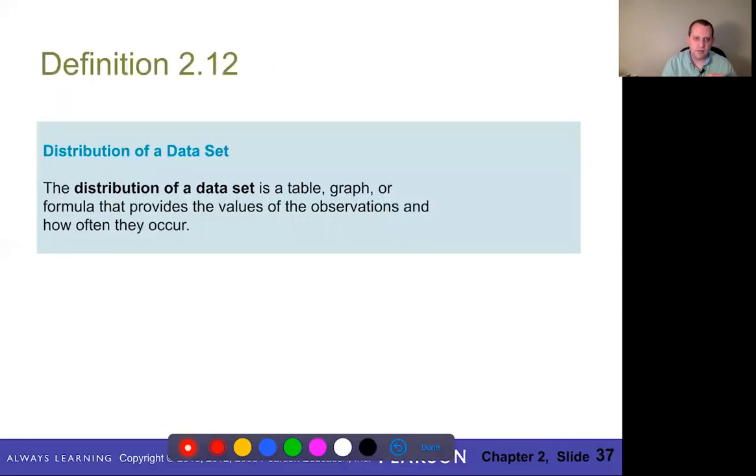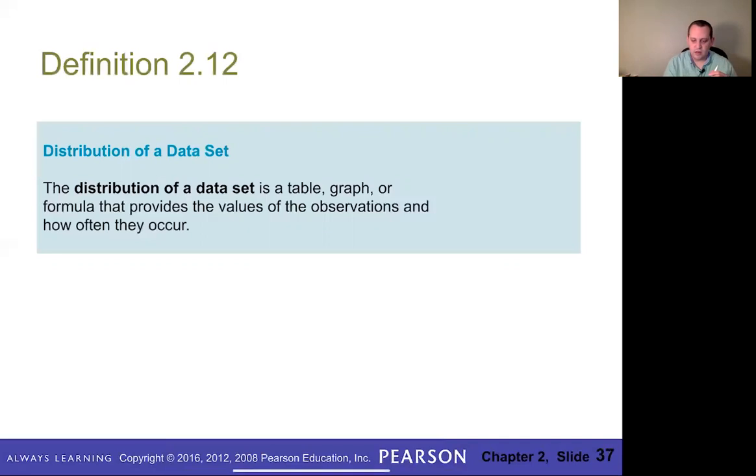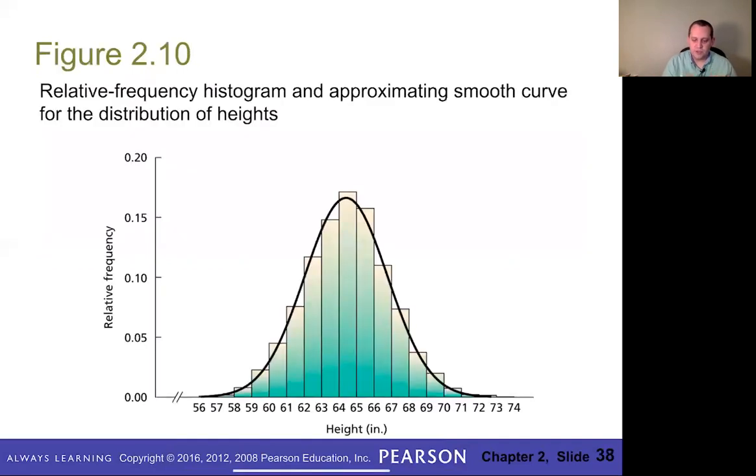Finally, we'll talk a little bit about distributions. If we think back to the histogram and the shape of our data, whatever that shape is, that's what a distribution is. It's a table, graph, or formula that gives us the values of our observations and how frequently they occur. So you can have bell-shaped distributions, or normal distributions, and we're going to talk a lot about these bell-shaped distributions.